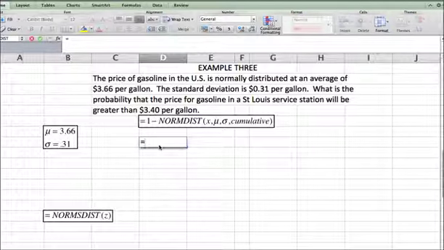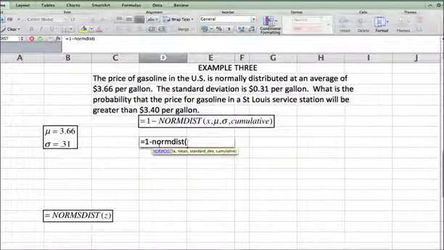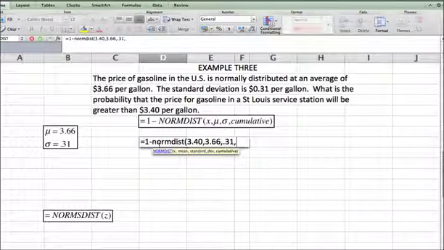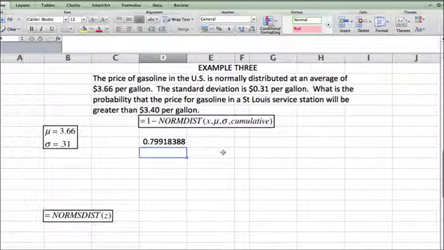So we will type in equal 1 minus, and then start typing normal distribution. Once we hit the parenthesis sign, it will then give us the drop-down menu asking for the variables. 3.4 is the number we're being asked about. The mean on all of these is 3.66. Standard deviation is 0.31. And we're again going to say true. When we close the parentheses and hit enter, we get 0.79918. That could also be rounded to 79.92%. A very high percentage in this case, but the correct answer.